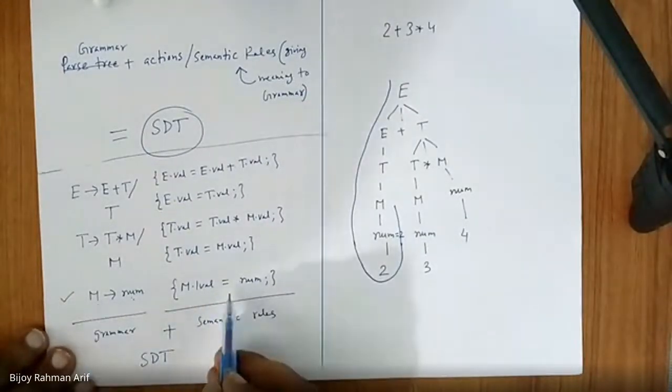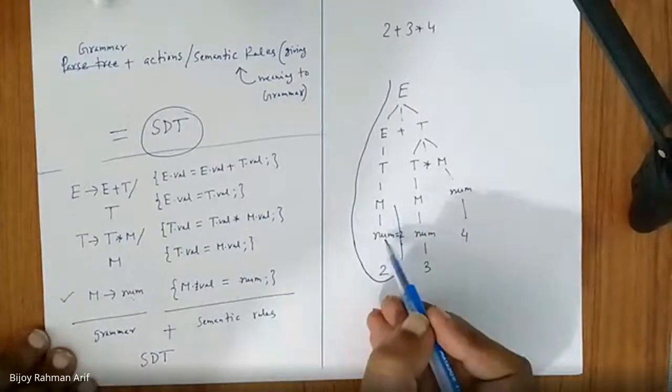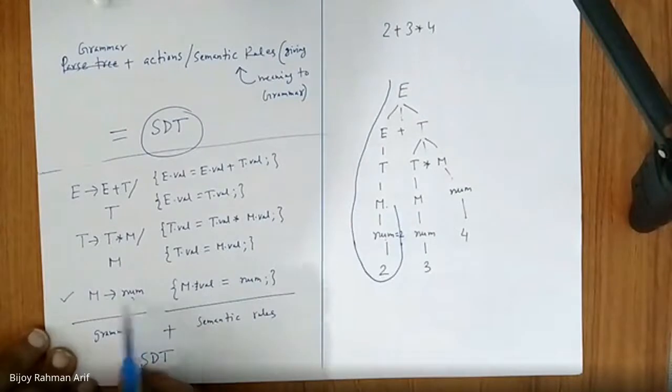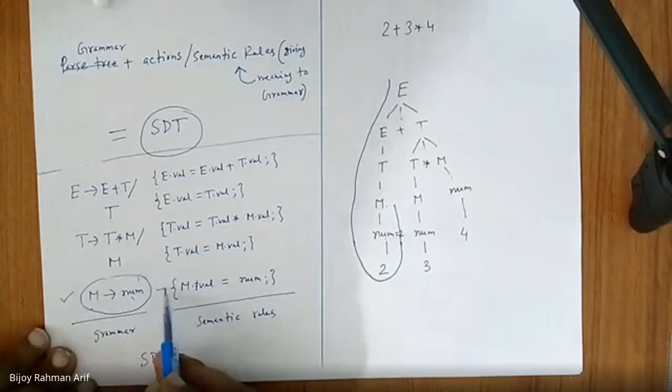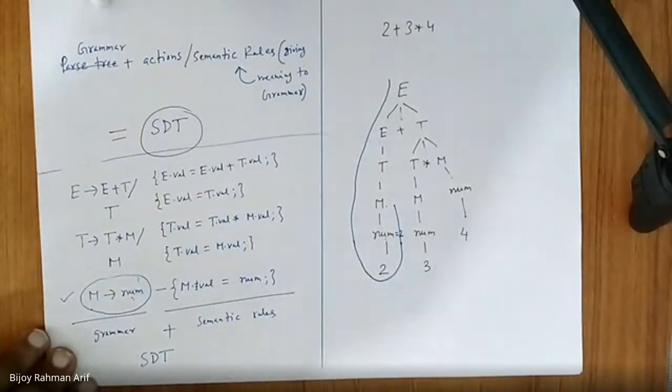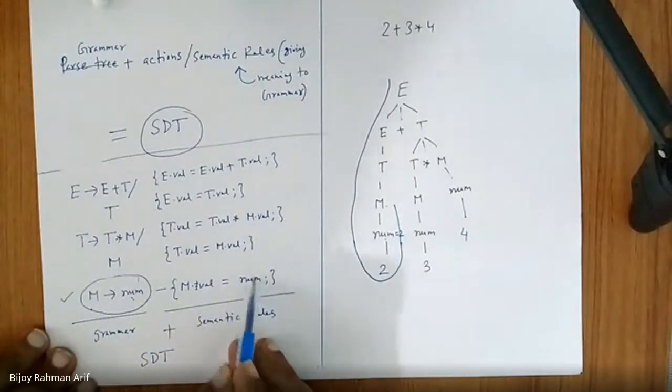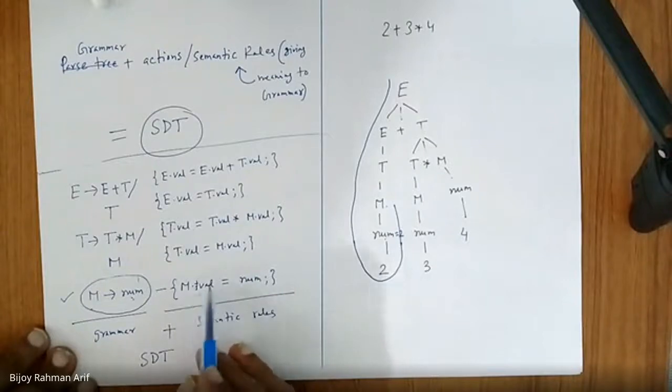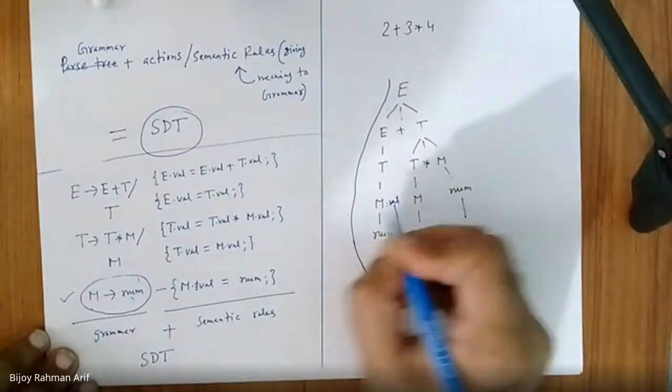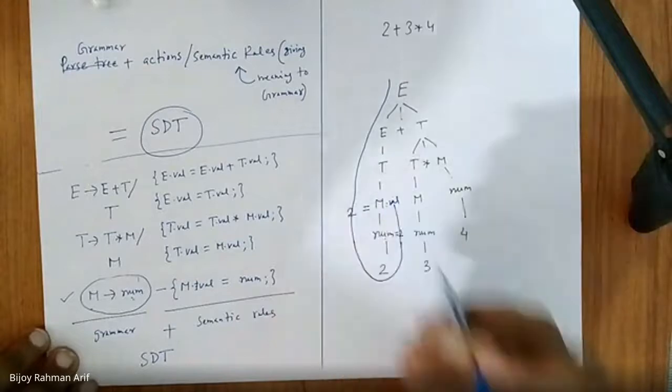So what is the action here? Reduce, M equals 2. This num is reduced to M. Just after reduction, we are going to do this action. M.val becomes num. Whatever the value of num, that would be stored in M.val. So let's create an M.val, and here we store the value. Did you get the point?